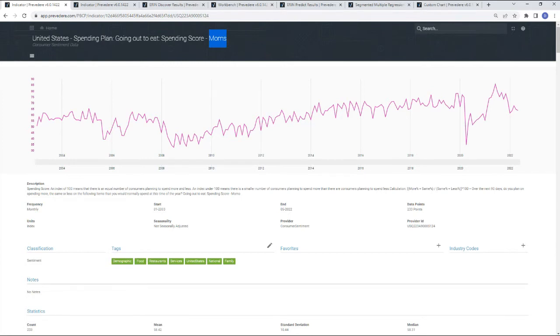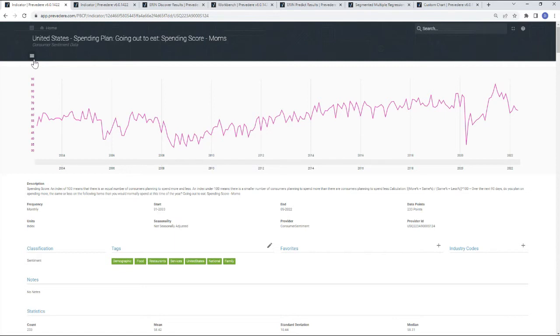So we have a very wide breadth of data, not just economic, but also a lot of this demographic and shifting consumer behavior, consistent time series updated on a routine basis, so that we can see how these trends are shifting and changing as we evolve from this pandemic. A couple other things about the data. As I mentioned before, it is routinely updated. Anytime you pull a data set out of the Prevedere software, you know that it is going to have the most recent and up-to-date information available.